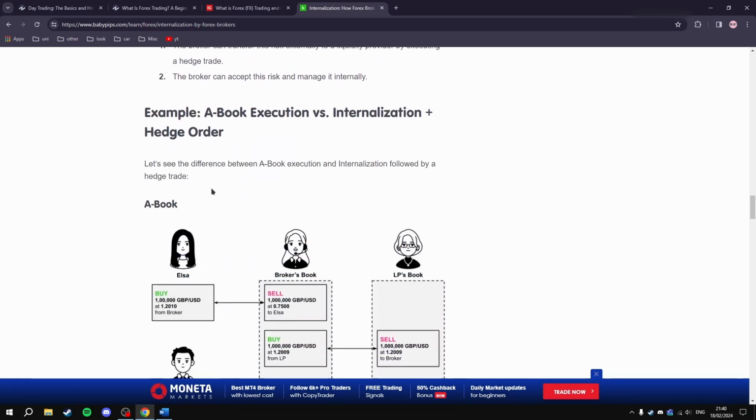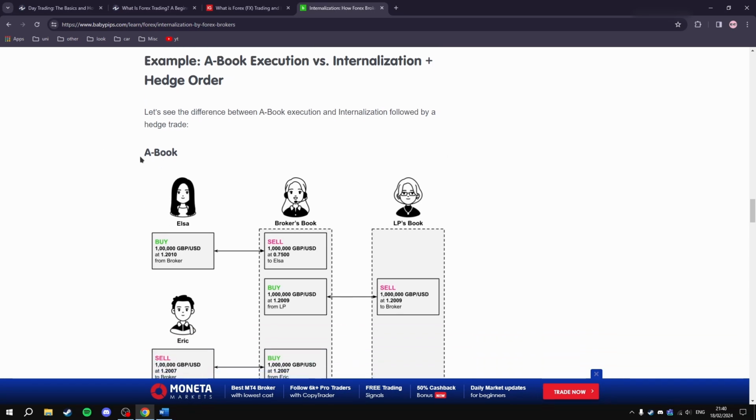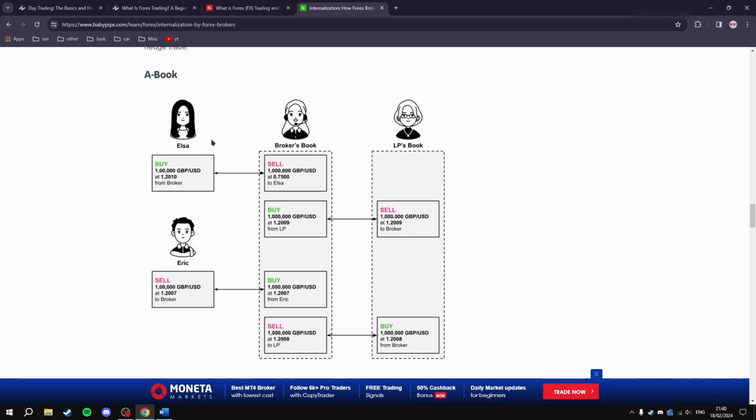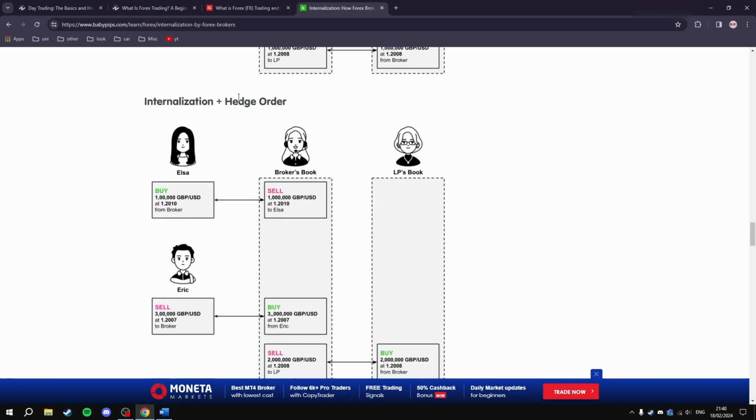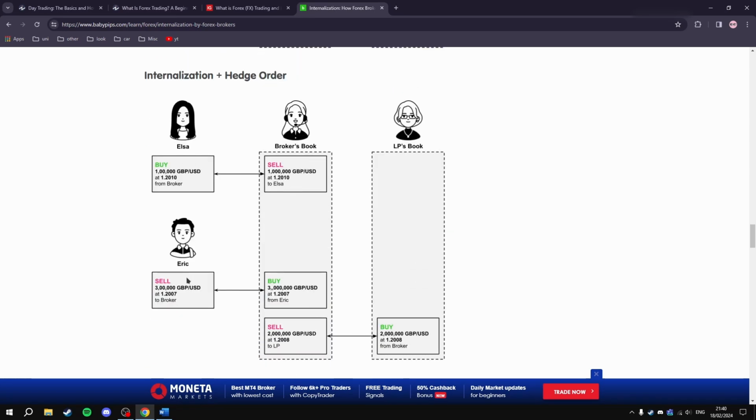Example: A book execution versus internalization plus hedge order. Let's see the difference between A book execution and internalization followed by a hedge trade. So A book does the same 1 mil. Internalization plus hedge order. So 1 mil, sell, buy 3 mil, sell 2 mil, because that's the leftovers from plus 3,000 minus 1,000, so that's 2,000, sell, buy.